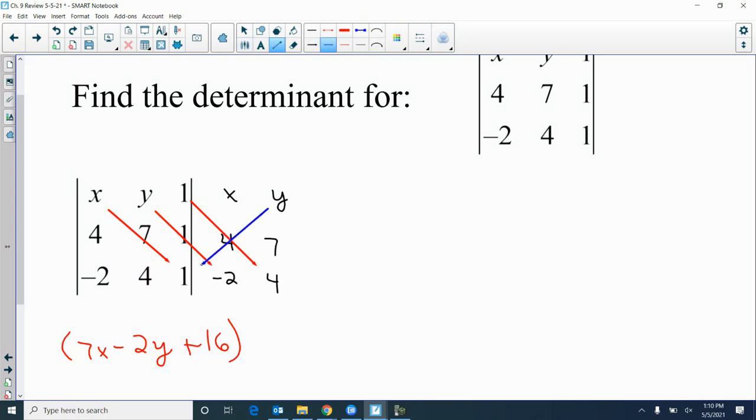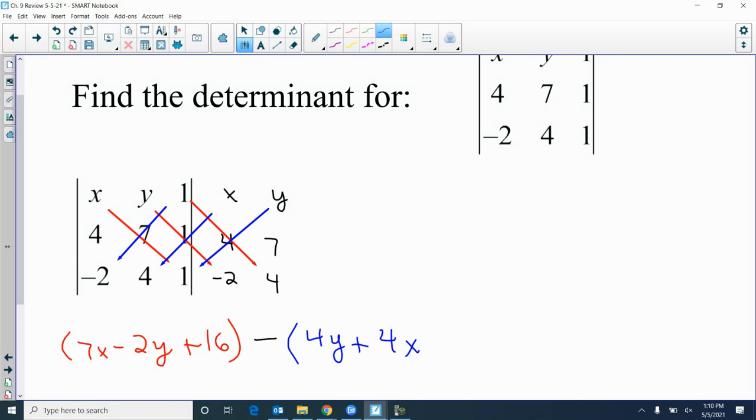And then we go from your top right diagonal, same idea, but you minus in between there. So you're going to subtract. And then what are we going to get there? That is 4y plus 4x plus minus 14.